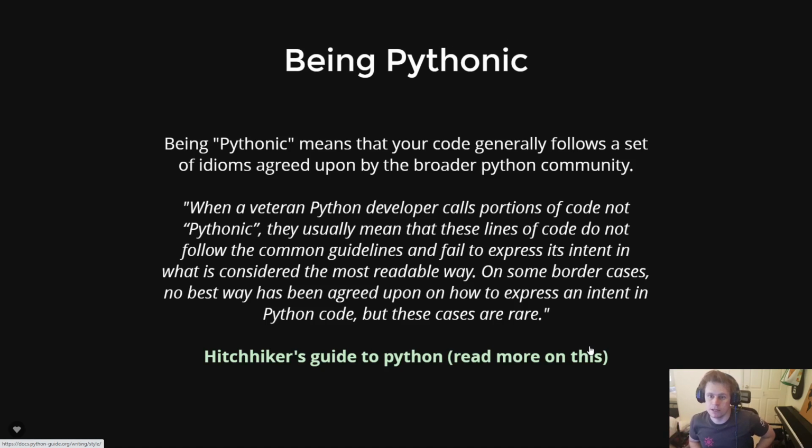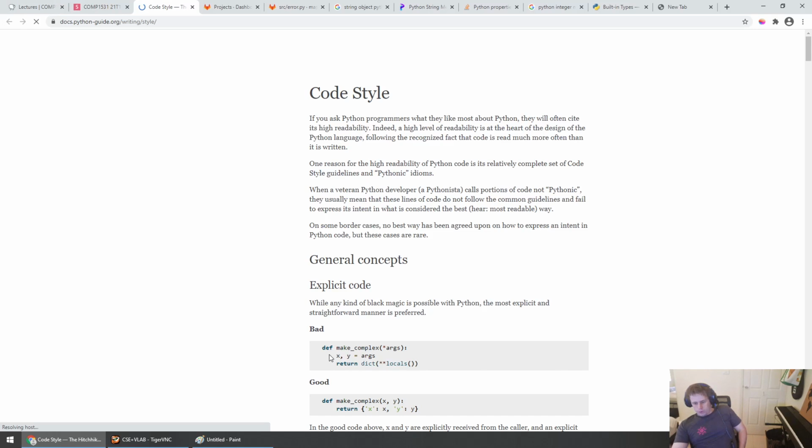So the Python community, if you imagine this as just some abstract collection of cool nerds who are just hanging around, loving Python, making sure everyone's writing great Python, and you imagine them sitting down in a giant room every year and thinking about, okay, what's good Python code and what's bad Python code? And it generally boils down to a series of rules and principles. And you can see here it says, when a veteran Python developer calls portions of code not Pythonic, it usually means that they don't follow these common guidelines. And there's a whole bit more you can read on this if you want.